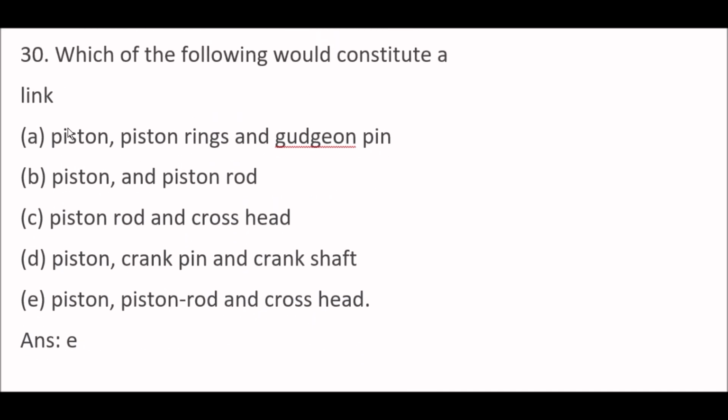Next question. Which of the following would constitute a link? Option A, piston and piston rings and gudgeon pins; option B, piston and piston rod; option C, piston rod and crosshead; option D, piston, crank pin and crankshaft; option E, piston rod and crosshead. Okay, so right option is option E, piston rod and crosshead. Okay, so the following that would constitute a link are piston rod and crosshead.